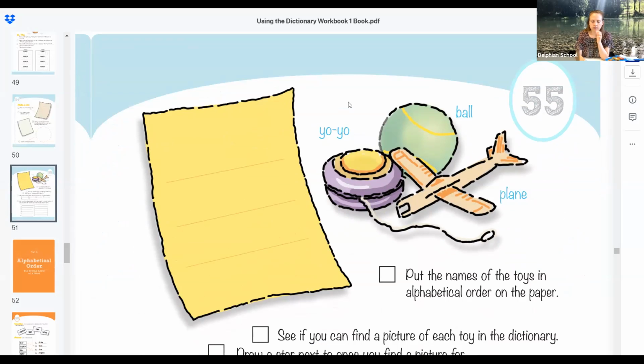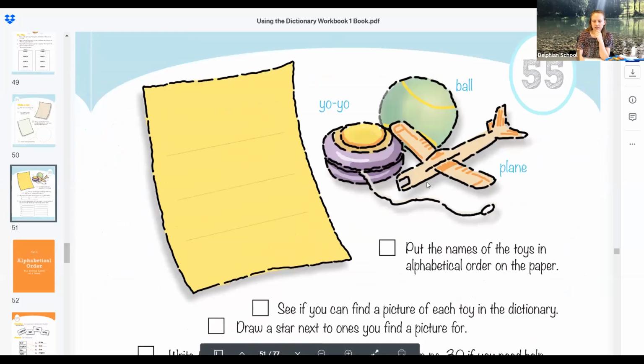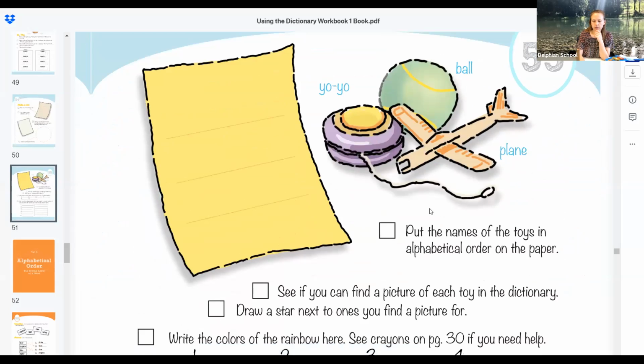No cat or vulture. We found a wallaby and a walrus. Awesome. I like your dictionary. Okay, good. Does anybody have these toys in alphabetical order? We've got plane, ball, yo-yo, and a camel. Wow, you guys have all kinds of cool animals in your dictionary.